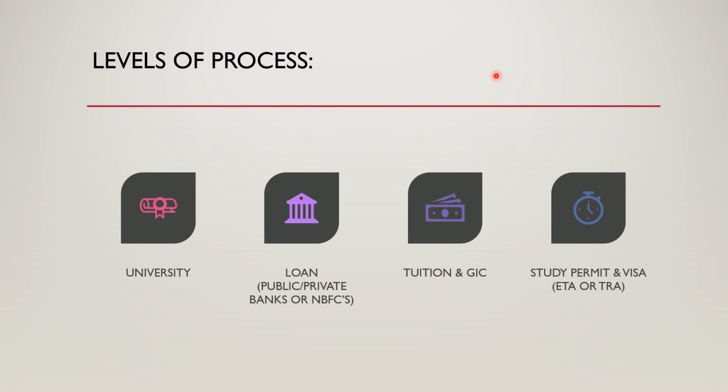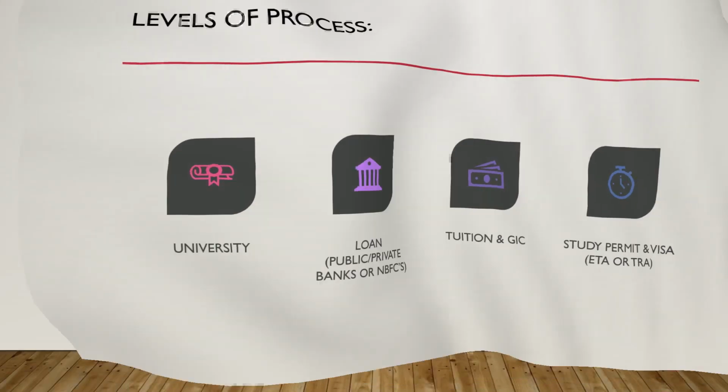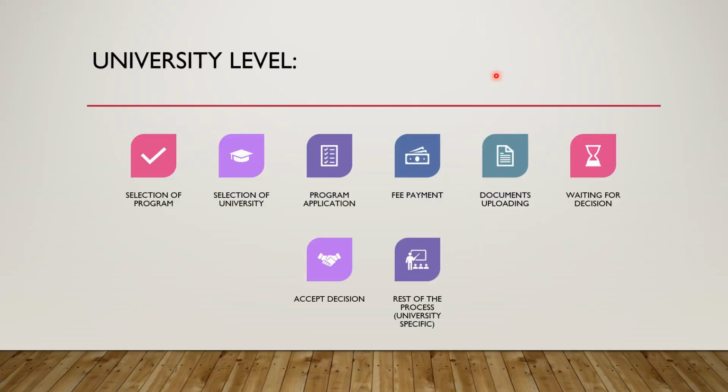For ease of understanding, I've divided the whole process into 4 levels: the university level, loan level, tuition and GIC level, and study permit level. Let's get started with the university level first. So at the university level, we have 8 steps.